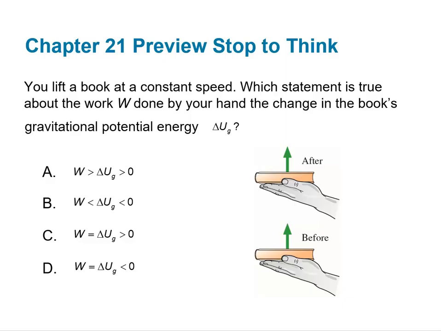It says you lift a book at constant speed. Which statement is true about the work done by your hand and the change in the book's gravitational potential energy? Well, when you lift a book up, you are increasing its gravitational potential energy, which is related to the distance above the surface of the earth. The formula was mass times gravity times height. And so the work that you do against gravity to lift it to a certain height is equal to that book's change in gravitational potential energy, which is a number that is greater than 0. So the answer would be C.